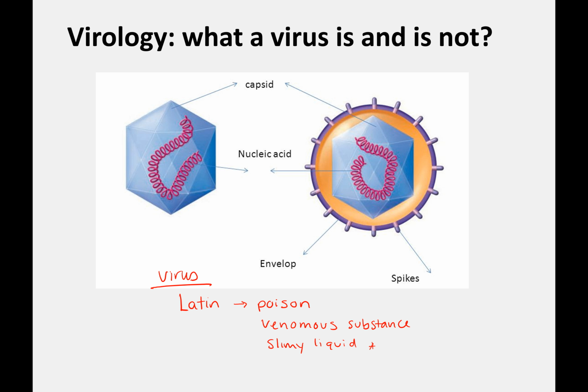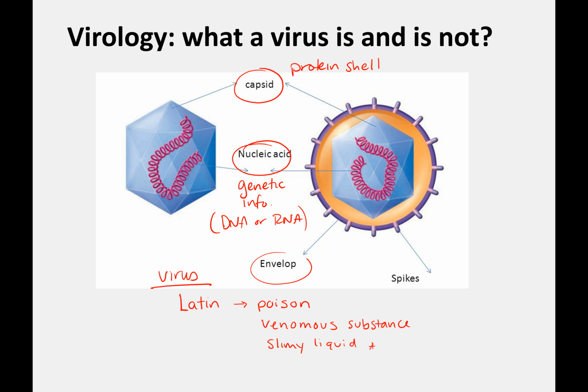So this gives you a basic idea of what a virus is. A virus is a capsid, which is a protein shell, and genetic information, which we'll talk about could be DNA or RNA.